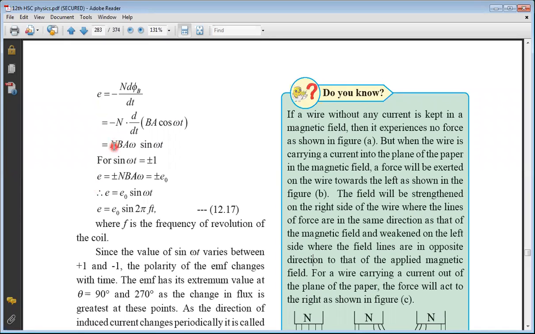N, the number of turns of the coil, B, the strength of the magnetic field, A, the area of the coil, and omega, the speed with which the coil is rotated, are constants in a given setup. So I will call it E naught. So the governing equation of the EMF produced by a coil rotating in a magnetic field is E equals E naught sin omega t. E naught is called the maximum value or the peak value of the EMF produced. E is the instantaneous value of EMF. Instantaneous means at any instant. The graph of this EMF, etc., I will explain in a separate video.